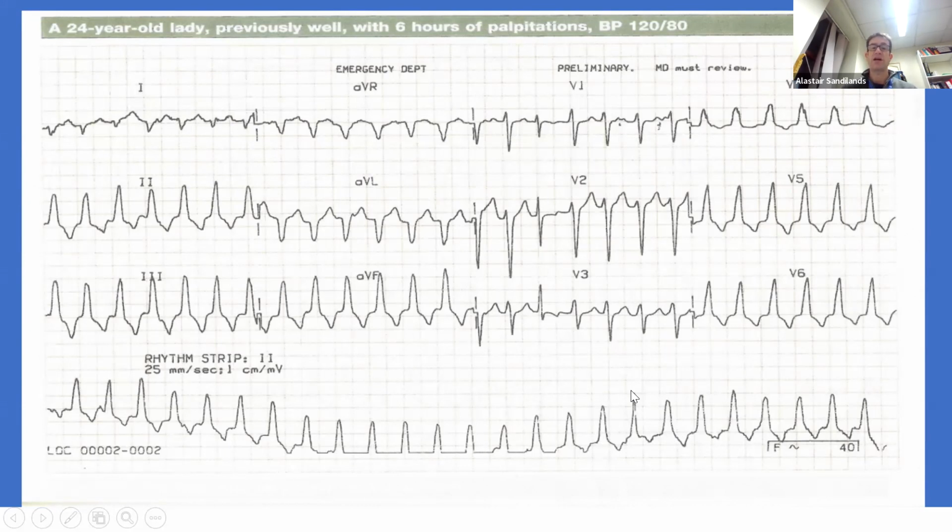Are there any capture beats? Are there any beats on here that are narrow? Yes. Look here, there's probably a P wave with a narrow beat which captures. There's this capture beat here which is narrow, and that should match the ECG when the patient is back in sinus rhythm. But the VT otherwise carries on. Okay, there's evidence of fusion, capture, dissociation. This is ventricular tachycardia.